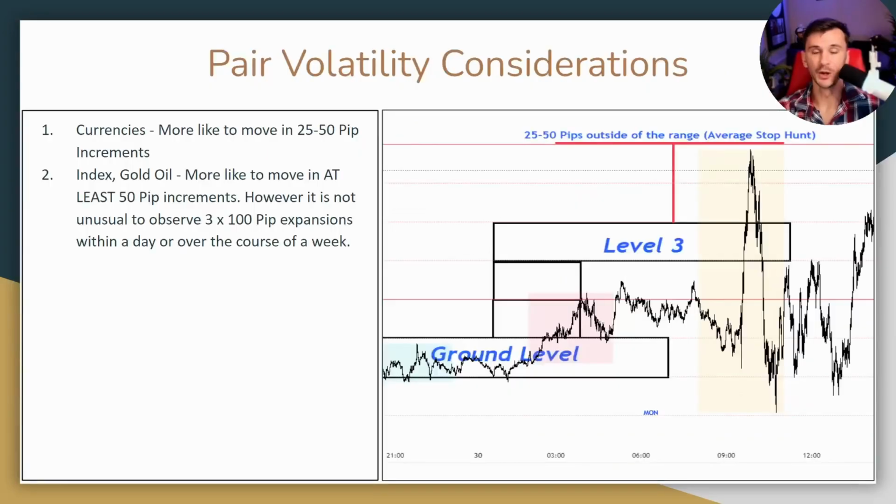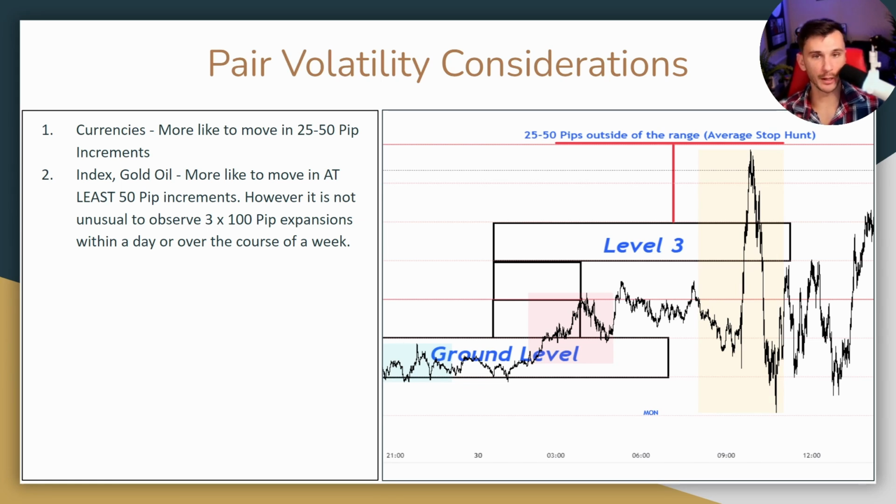One thing that's going to vary between the different pairs is the volatility. All right, so like oil, gold, and indexes, it is not uncommon to see something move in 3 levels of like 100 pips. So a lot of times my goal or my idea is that I should have a 50 pip minimum on those pairs.